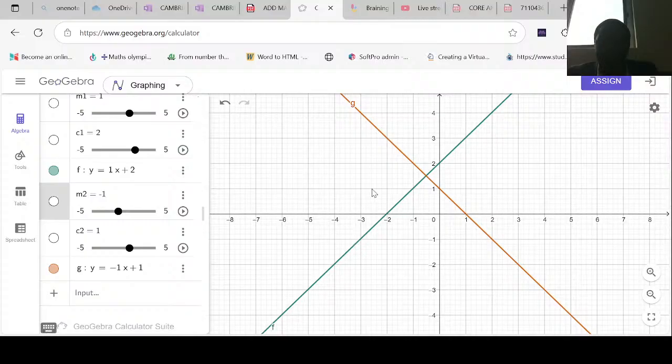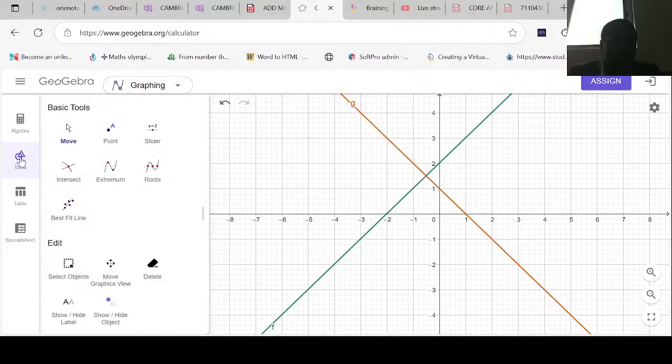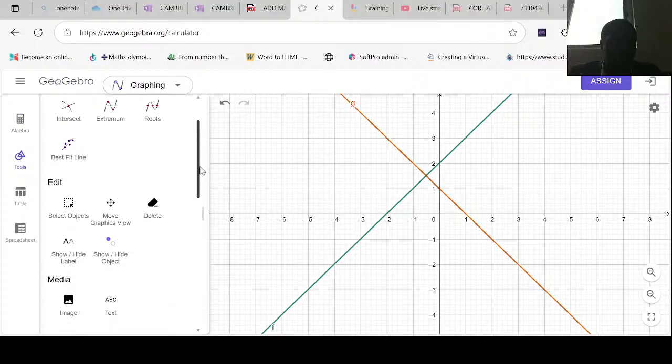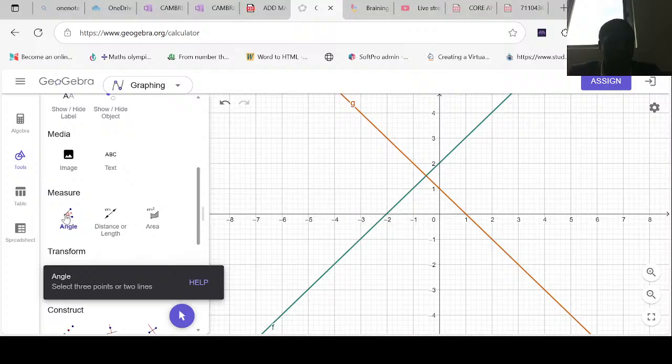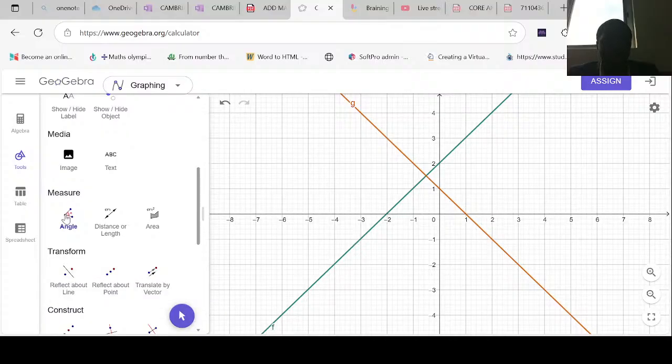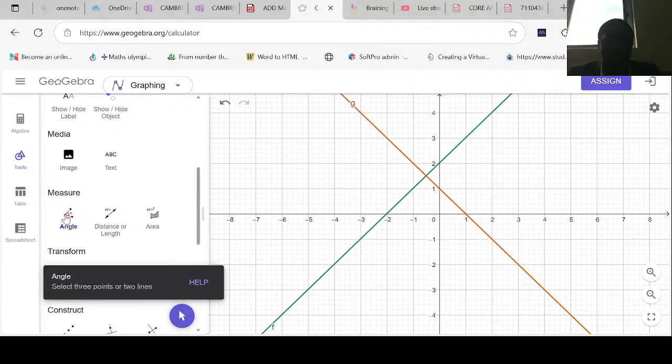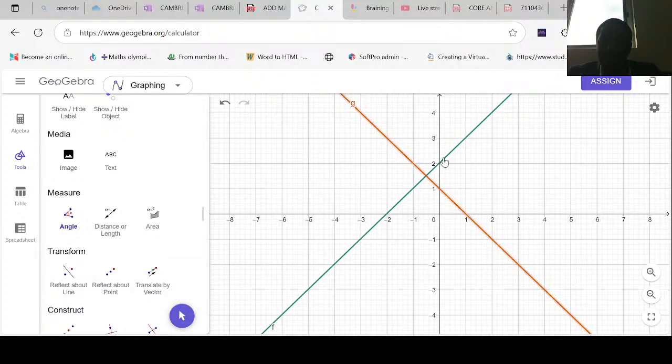Why will we say it's perpendicular? Let's measure the angle. We have some tools to measure angle, right? Once we measure the angle and it tells us 90 degrees, that means they are perpendicular. So I'll go to my tools and select Angle. If I click on it, what's the suggestion coming out? Select 3 points or 2 lines. So let me go with the 2 lines. I can select this line and this other line.